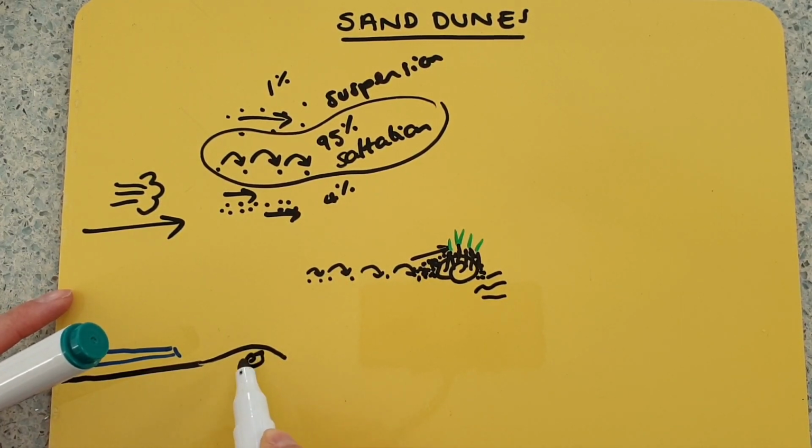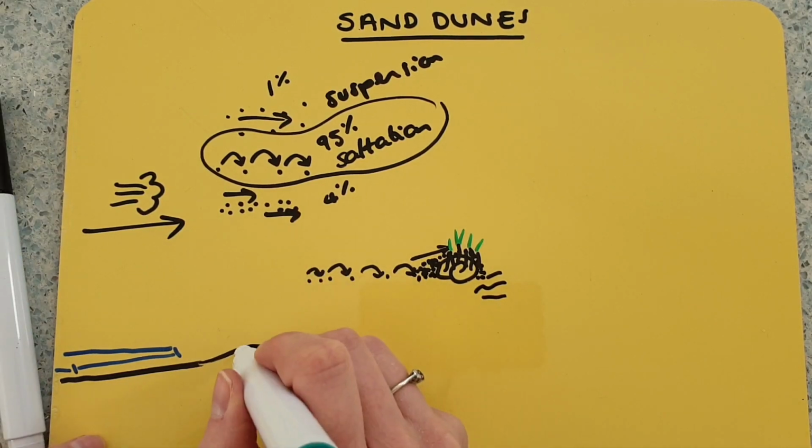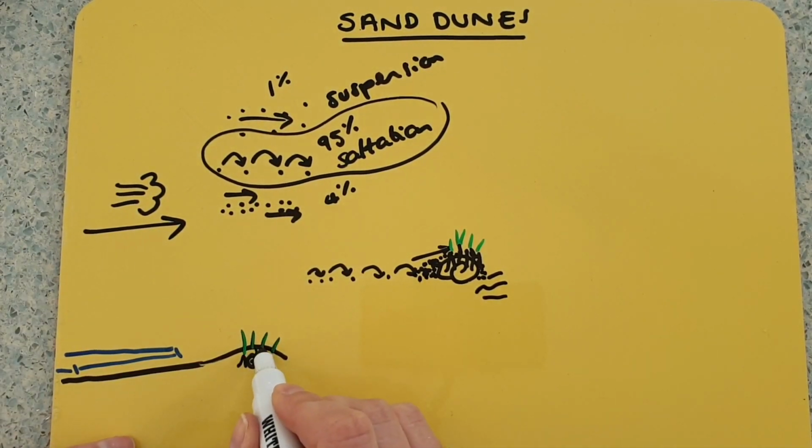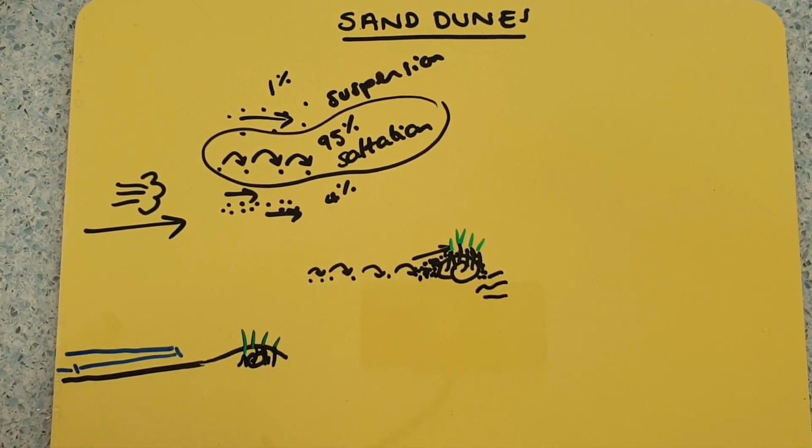So there's your little bit of debris underneath. There's a few little bits of vegetation, and your roots are nicely holding that vegetation in place.